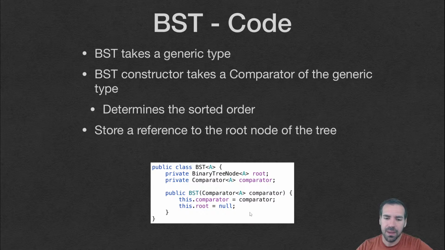Okay, so BST is going to have the root of a tree, which is initially null, because we haven't added anything to it. The tree is just going to be null. And a comparator, which tells us how to organize our values in that tree. What does it mean to come before a node's value or after a node's value? The comparator is going to tell us that.